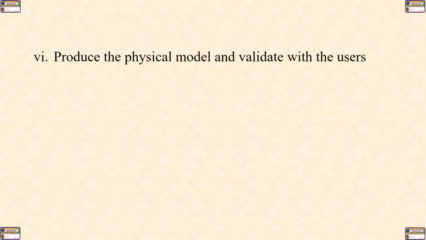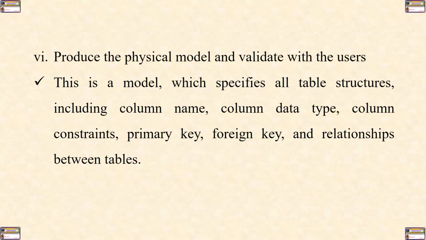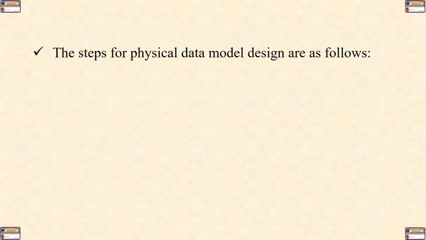Number 6, you produce the physical model and validate with the users. Now, this is a model which specifies all table structures, including the column name, column data type, column constraints, primary key, foreign key, and the relationships between the tables.